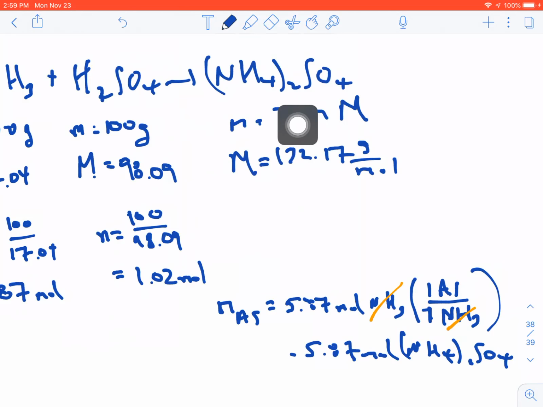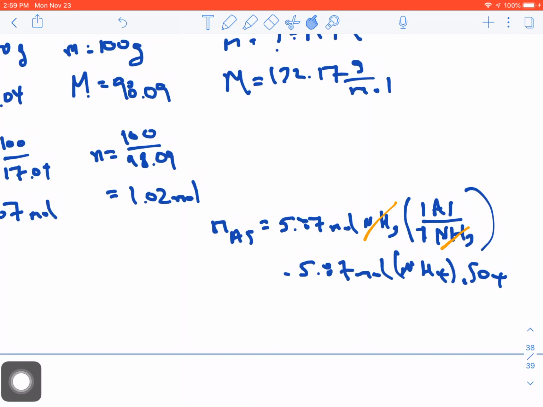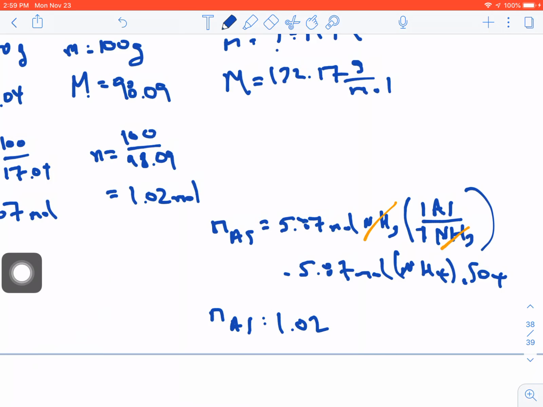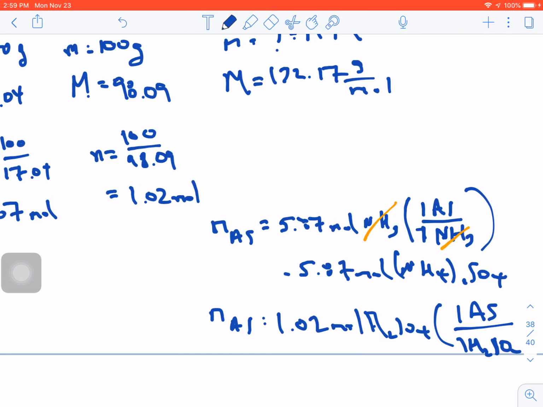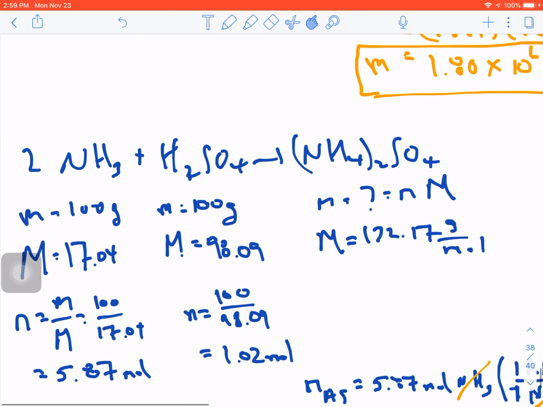What about if I use the hydrogen sulfate here? How many moles of ammonium sulfate can I make by using hydrogen sulfate? So if I scroll up a little bit here, I could say my number of moles of ammonium sulfate is equal to the number of moles of hydrogen sulfate times my mole ratio. 1 ammonium sulfate over 1 H2SO4. Again, that's all from my balanced equation.